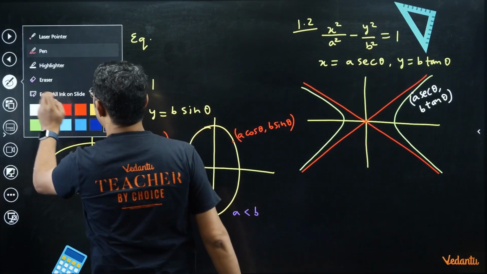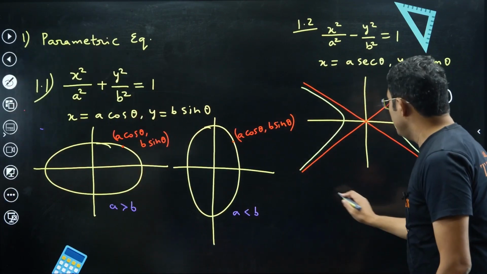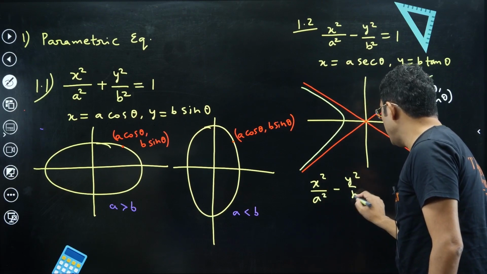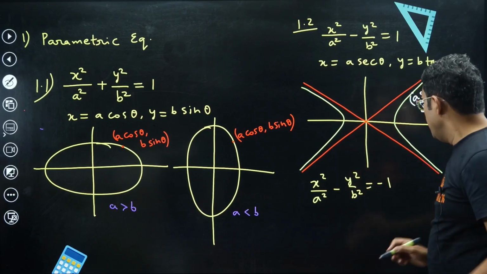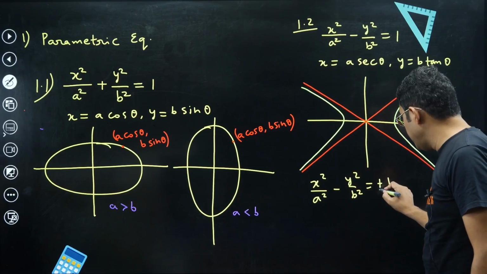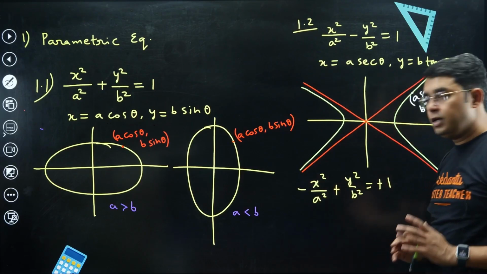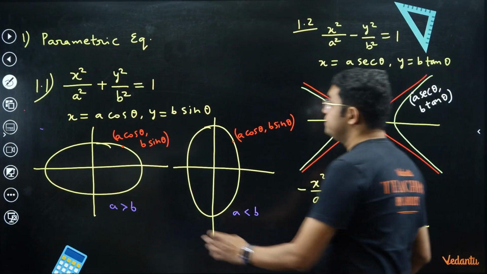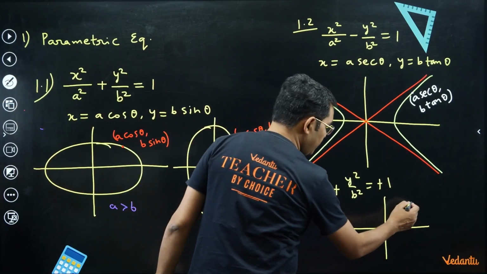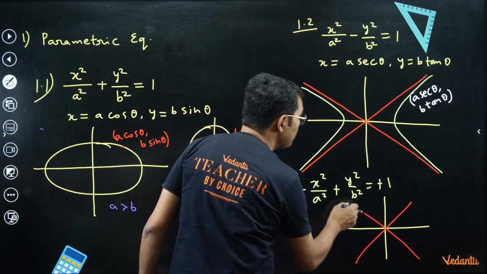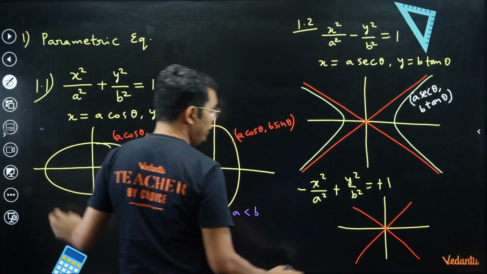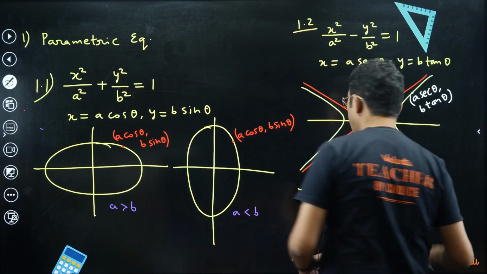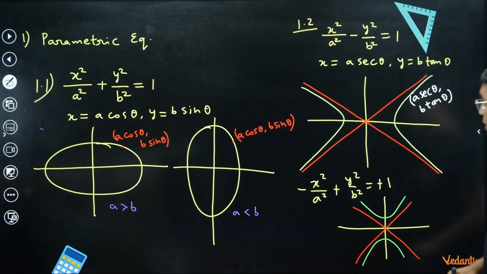The other form of hyperbola is taken if your equation is x square upon a square minus y square upon b square is equal to -1, or if you want to keep 1 on the right hand side, then this will be plus here and this will be minus here. So you can write it in two ways. In this case your diagram will be like this. Your asymptotes will be like this and the hyperbola will be opening either upwards or downwards. So one branch will be upward opening, one branch will be downward opening.